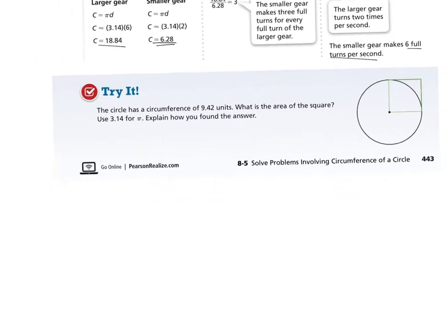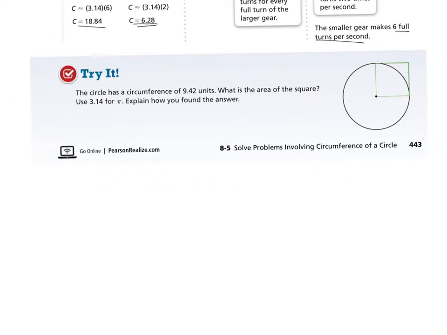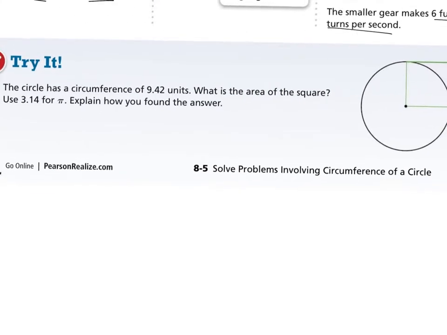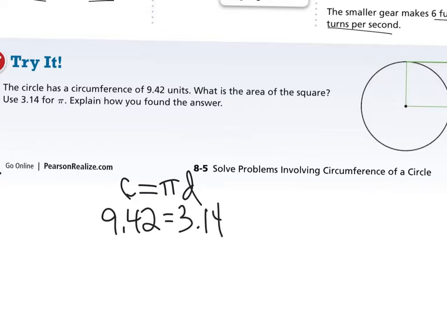Okay, we'll look at the try it. Circle has a circumference of 9.42 units. What is the area of the square? Use 3.14 for pi. Explain how you found the answer. So to start out with here, we know the circumference. So one option we could use our formula, circumference is pi times diameter. If we just go ahead and put a 3.14 in place of pi.